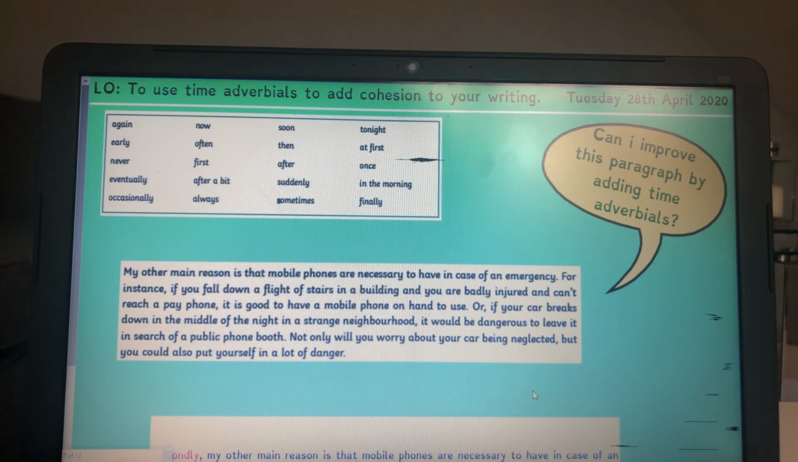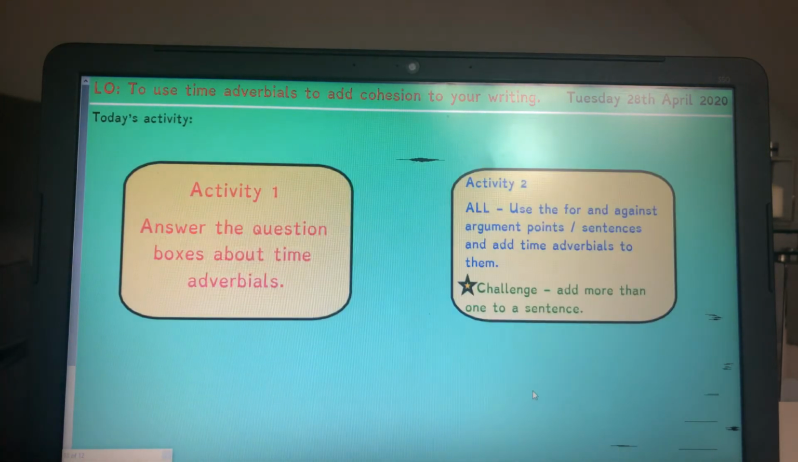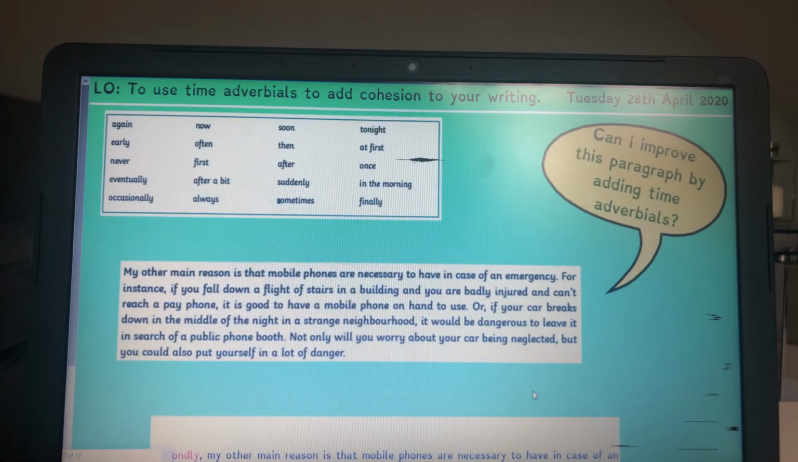It's a strong argument. There's two points in there of why you need a mobile phone in an emergency. Let's just see if we can improve it slightly by just adding in some time adverbials. Some of them fronted, some of them just time adverbials, which means anywhere in the sentence. Oh, as ever, Miss James can't work a computer.